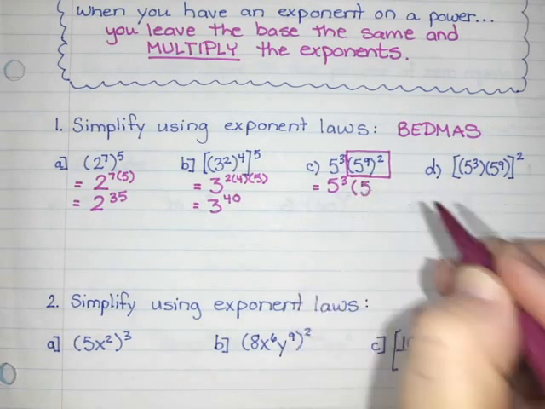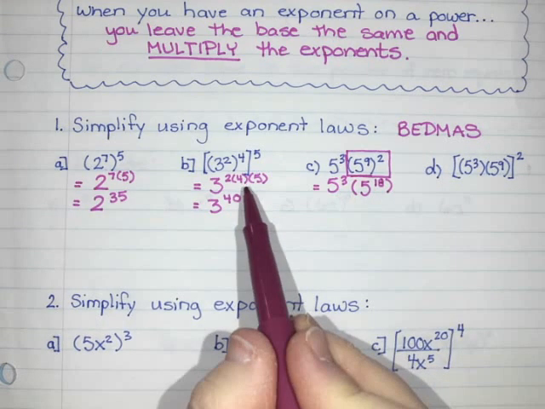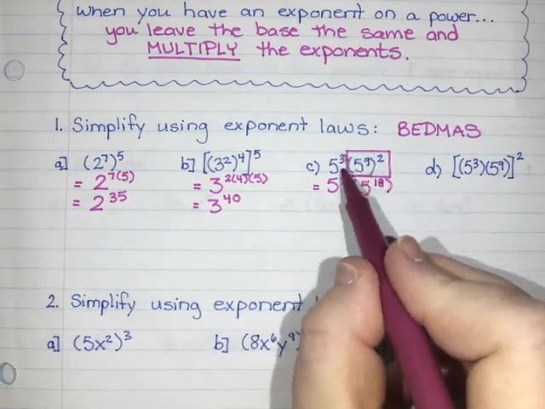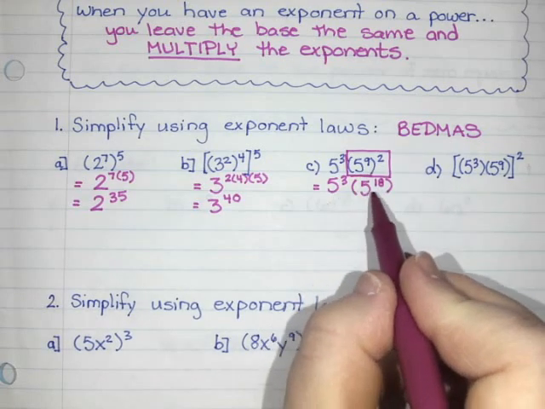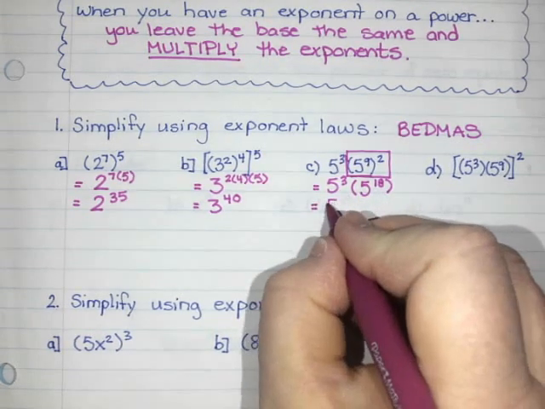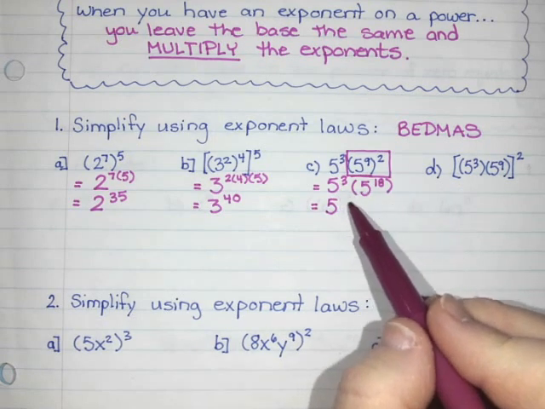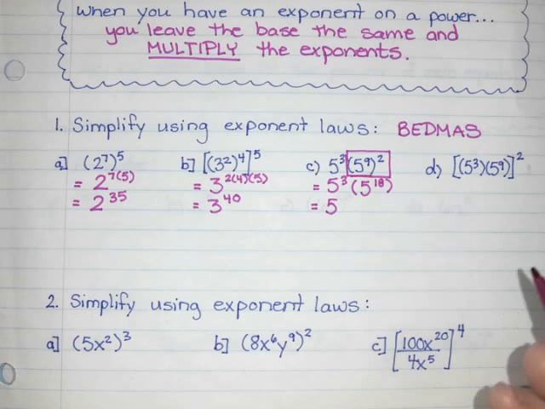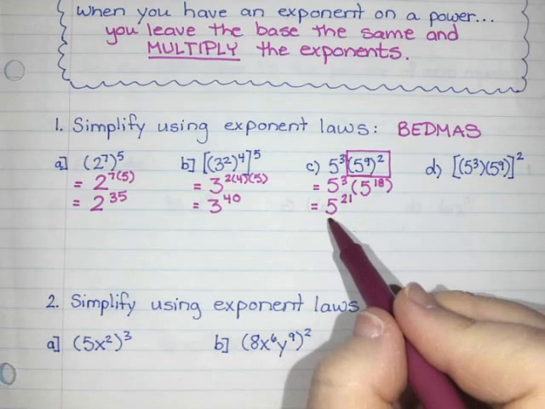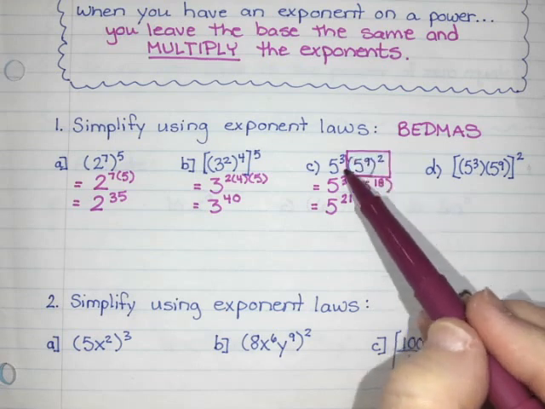So I leave the base of 5, and then 9 times 2 is 18. You'll notice this time I didn't write in that extra step, and if you want to put that in, that's great, but you don't have to. So I simplified the exponent first, and now I'm going to do the multiplication. We know that when you multiply two things with the same base, you leave the base the same, so it's still 5, and then you add your exponents together. So I could write 3 plus 18, or I could just add 3 and 18. 3 plus 18 is 21. So this equals 5 to the power of 21. In this instance, that power of 2 was only on the 5 to the power of 9.